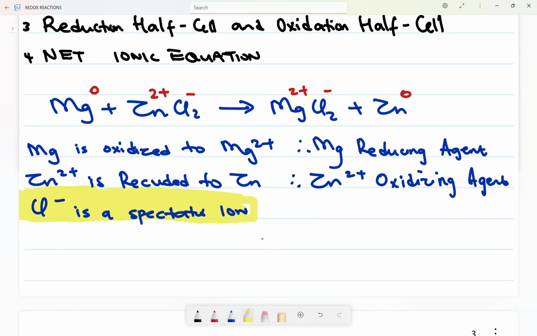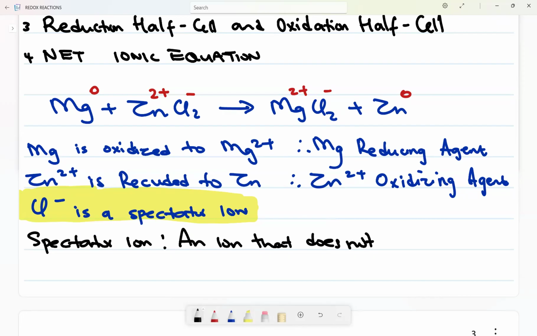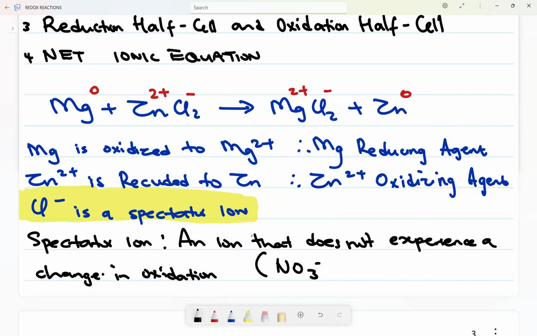Yeah, I think somewhere here. So let me explain what is a spectator ion, by the way. Spectator ion, okay? It is an ion that does not experience a change in oxidation number. So if they ask you, why is nitrate?